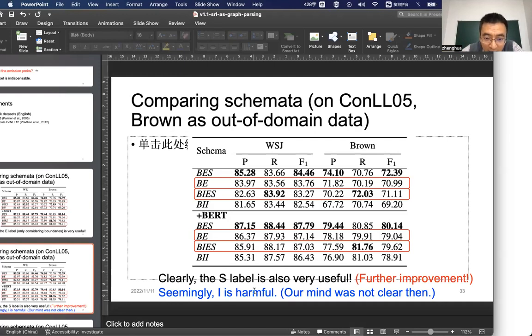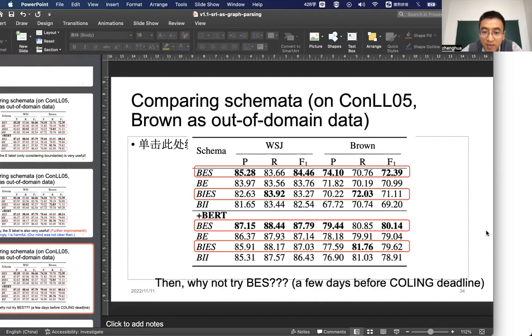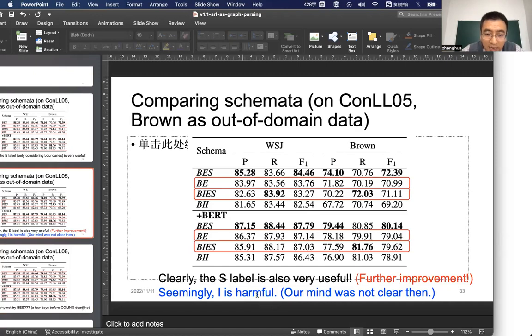And similarly, I is harmful. At this point, our mind was not clear actually. But fortunately, a few days before the coding deadline, maybe simultaneously, me and Shilin brought up this issue. And after we closely looked at the results, we saw that I is harmful.